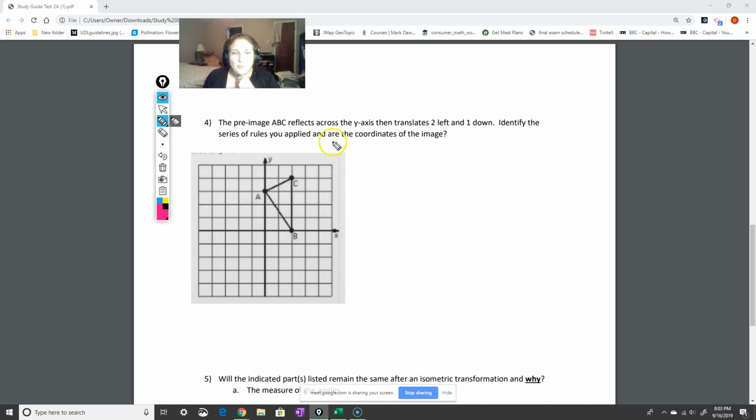So we know this reflects across the y-axis. Remember, this is our y-axis. So when we reflect, we got to count boxes. 1, 2 this way, 1, 2 this way. And then we've got 1, 2 this way, 1, 2 this way. So right now, this is going to be A prime, C prime, and B prime, which we don't really write out. And then it says 2 left and 1 down. So now each of these points, we go 2 left, 1 down. So this will be our C double prime, our A double prime, oops, and our B double prime.